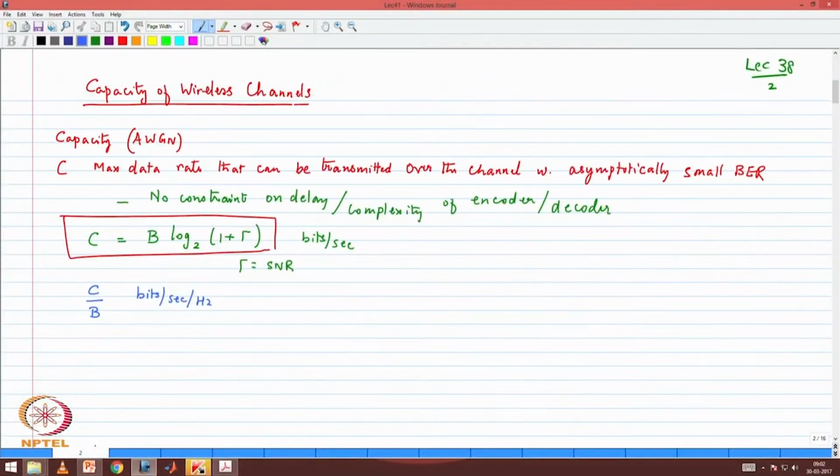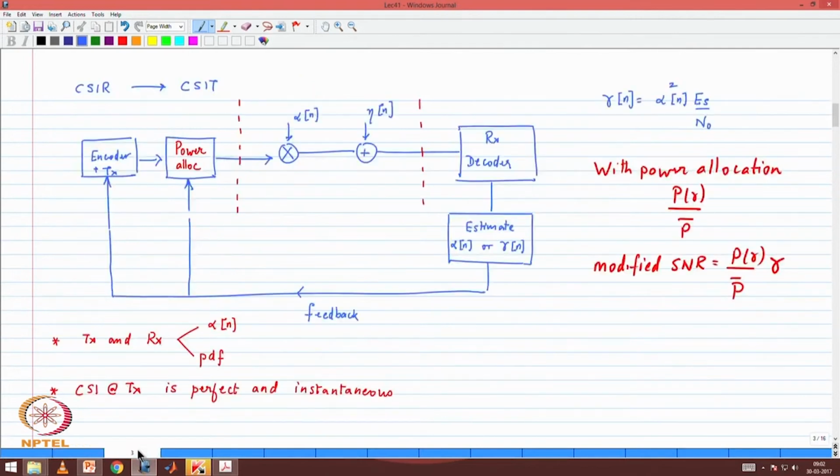Okay, so we will talk about some of the aspects. But before that, a quick review of the capacity. Channel state information at the transmitter, instantaneous and perfect.